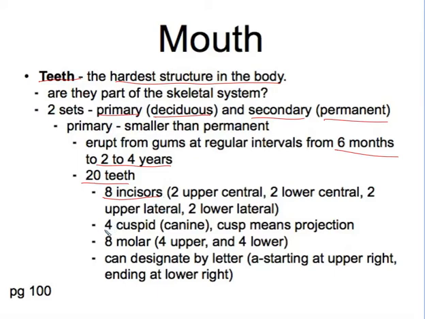Outside of that, you have 4 cuspids. So the next tooth over is called a cuspid or a canine. And cusp just means projection. So that's where the name kind of comes from. And then behind that, you have these 8 molars. You have 4 upper and 4 lower: 2 left, 2 right, 2 top, and 2 bottom on either side. And then your primary teeth are identified by letter, starting with A, the upper right portion of your mouth, and ending in the lower right portion. So you go upper right to upper left, and then you go down to the lower portion of your mouth as well.